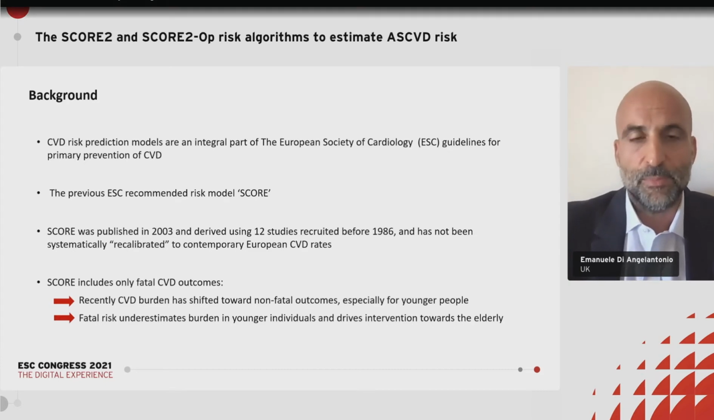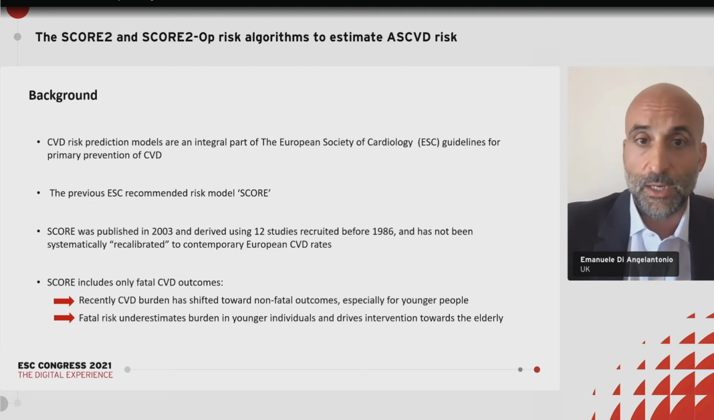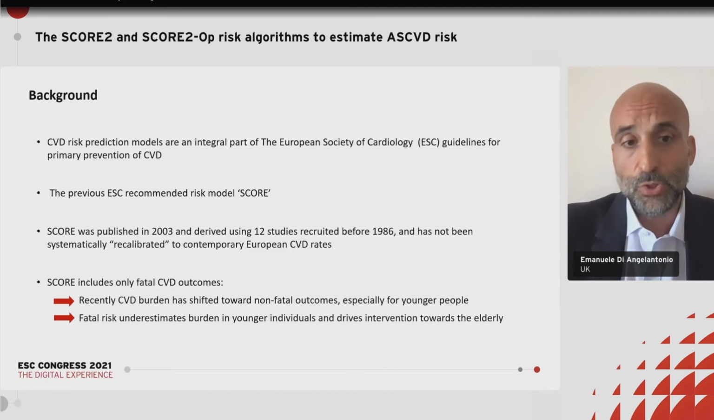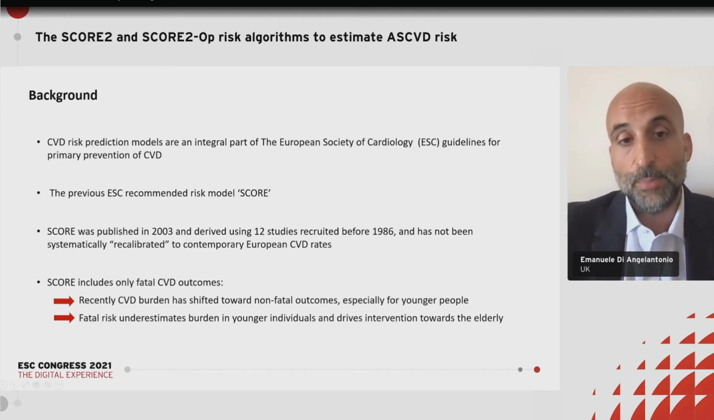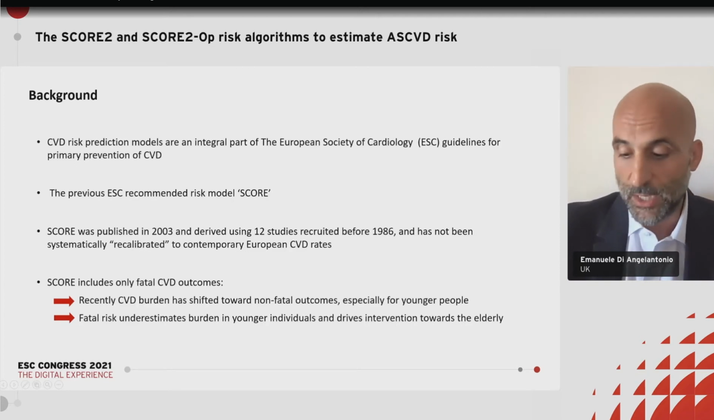But of course, SCORE has in some way made its time. It was derived using several studies that were recruited before 1986, and has not been able to take into account many of the aspects that have been changing in the epidemiology of cardiovascular disease. For example, the shift from mainly fatal to non-fatal outcomes, especially in younger people, and the need to take into account competing risk, and so the possibility of underestimating risk in young individuals and overestimating risk in older individuals.